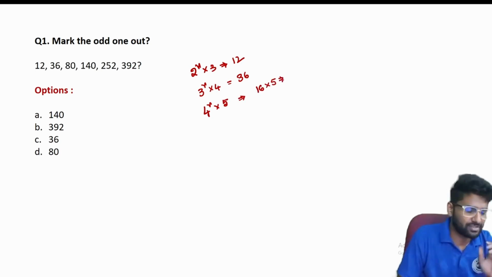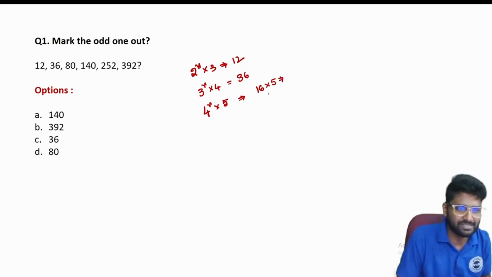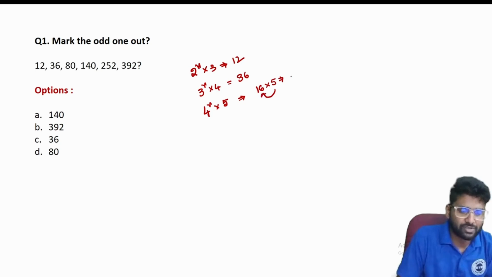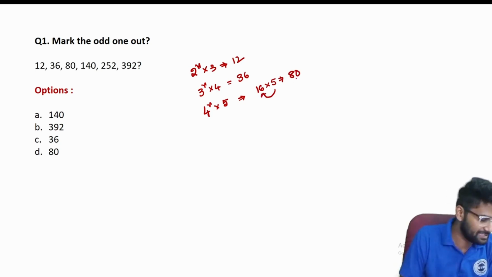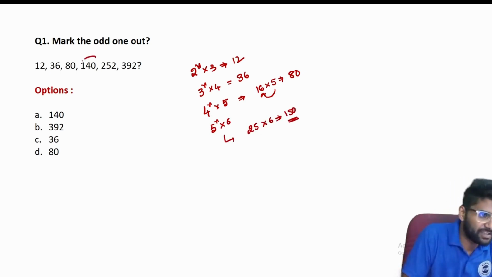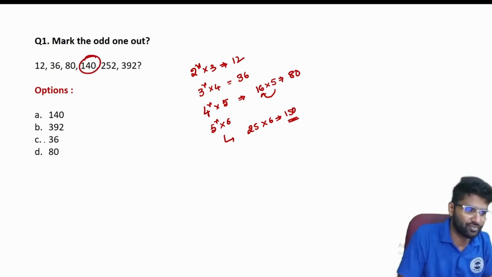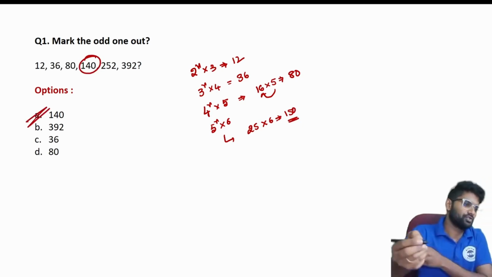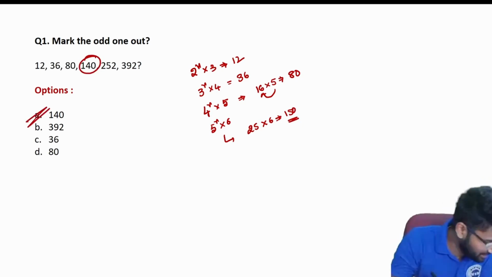Guys, I will tell you the logic. Any number which is multiplied by 5 means take half of this number and multiply by 10. So half of 16 is 8, and 8 multiplied by 10, the resultant is 80. Here the next number, 5 square is 25 multiplied by 6. 25 multiplied by 6, the value becomes 150. Guys, instead of 150 they have given 140. That's why this is the wrong one. So you can choose your option as 140. Hope you understand the series.